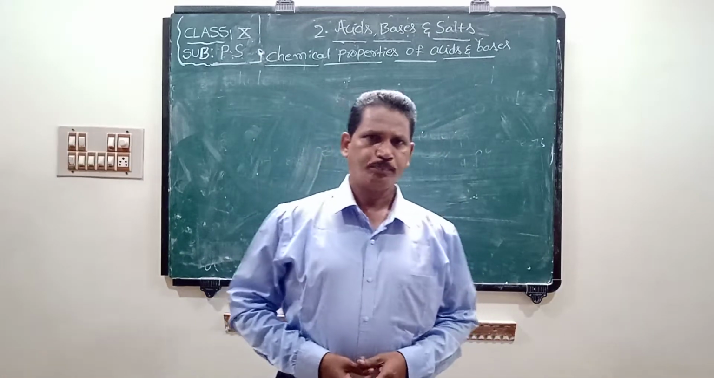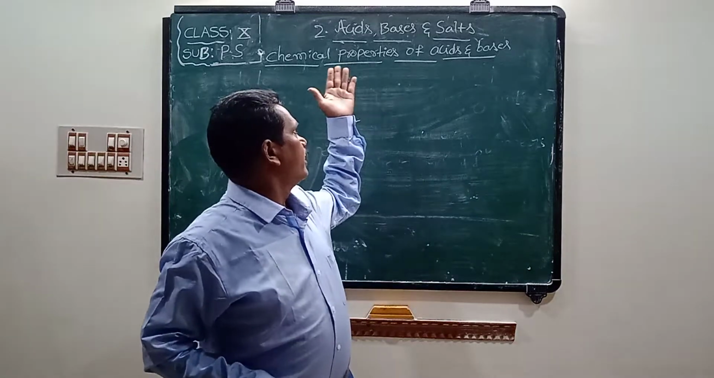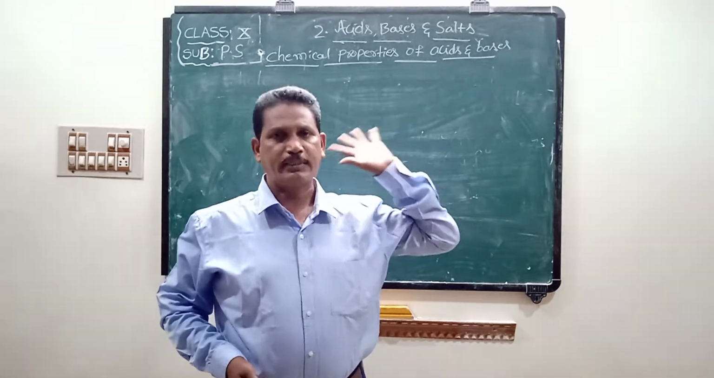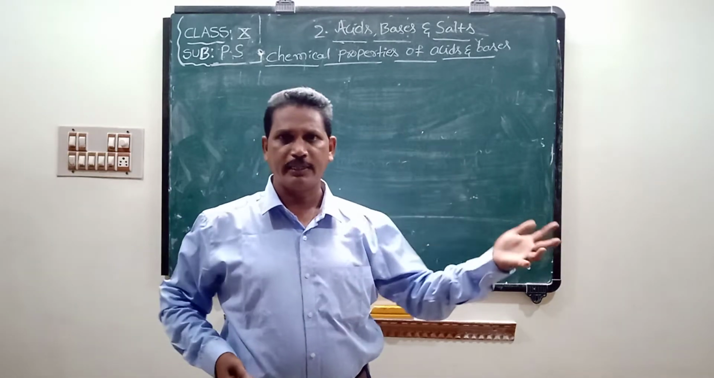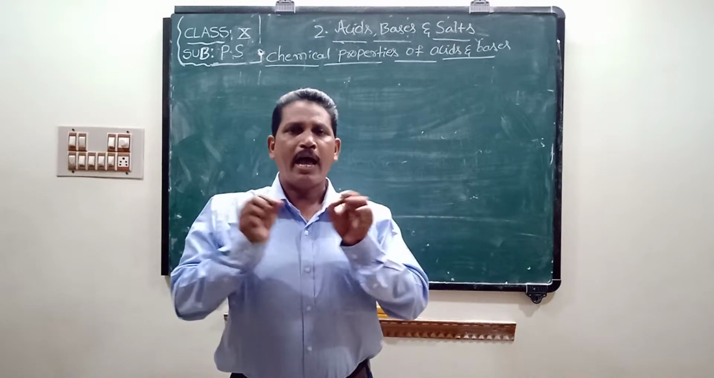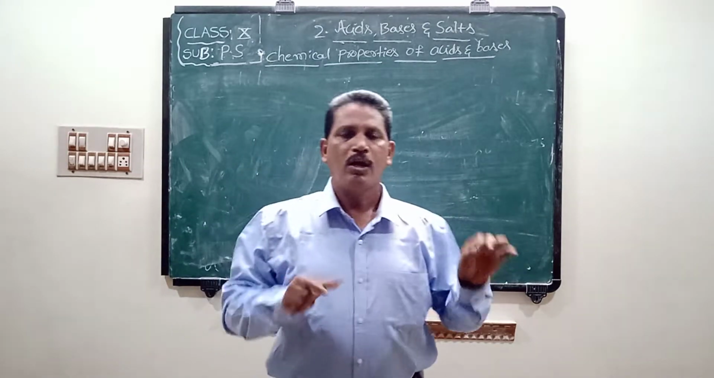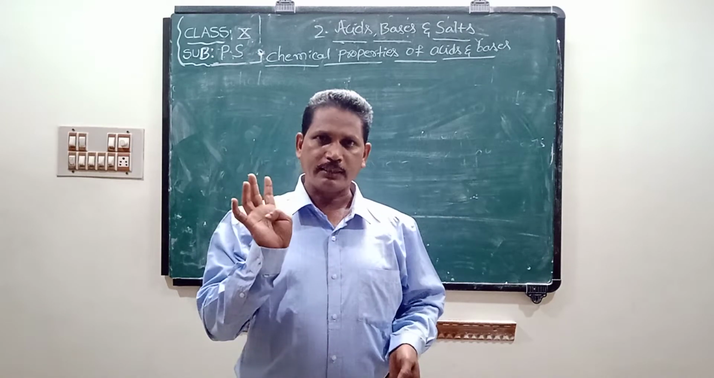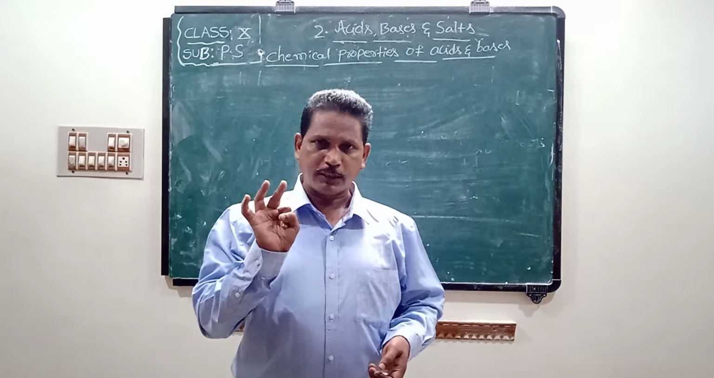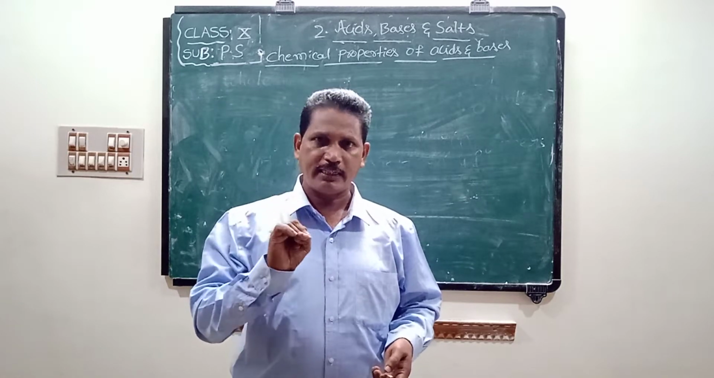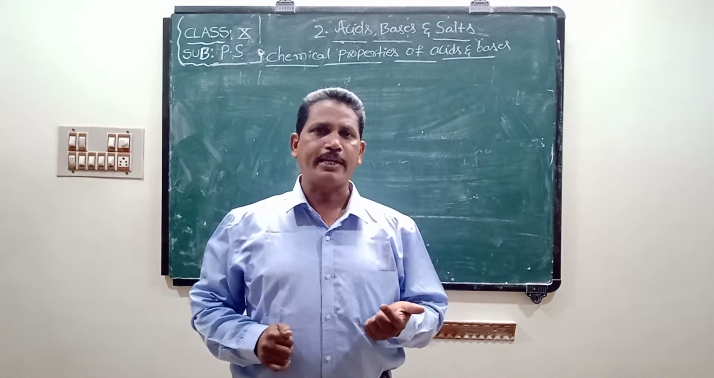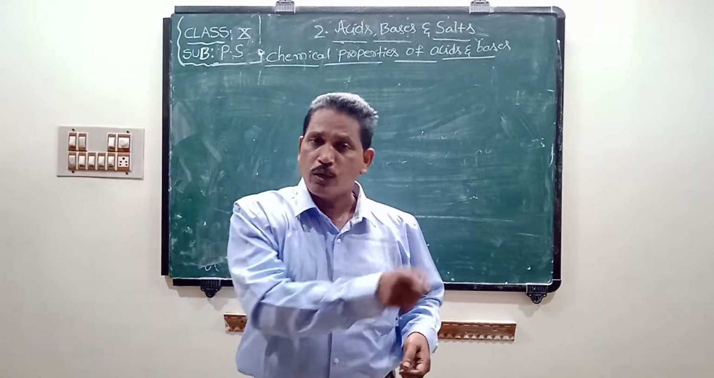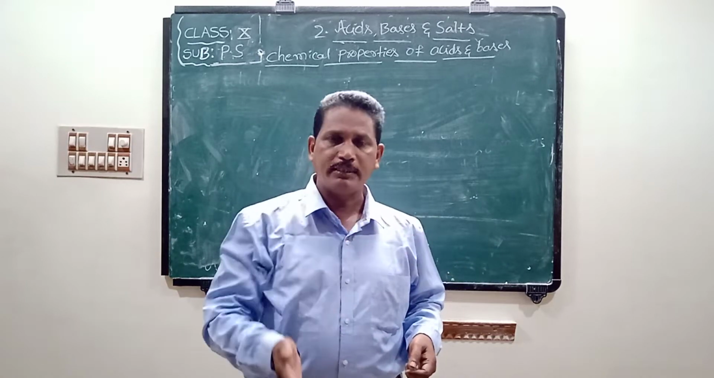Today we discuss the chemical properties of acids and bases. In the last class, we discussed the formation of acids, formation of bases, and formation of salts. The non-metallic oxides are dissolved in water to form acids. Examples of some acids: sulfurous acid, sulfuric acid, phosphorus acid, phosphoric acid, nitrous acid, nitric acid, carbonic acid, and acetic acid, a weak acid. The metallic oxides are dissolved in water to form bases.